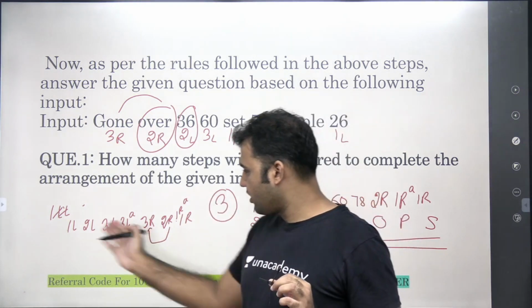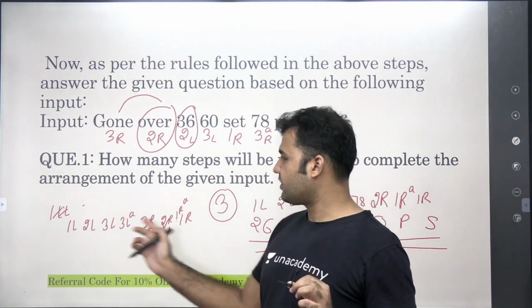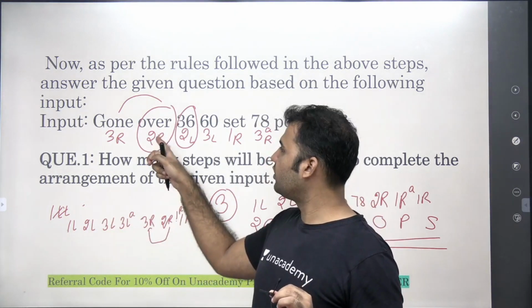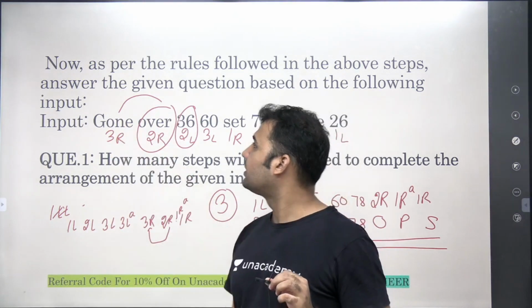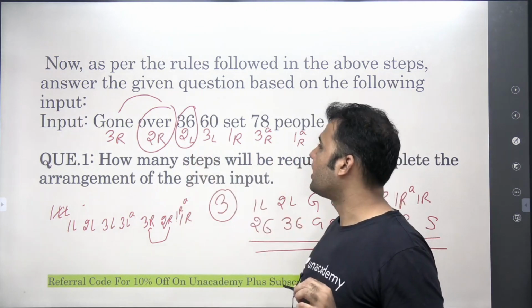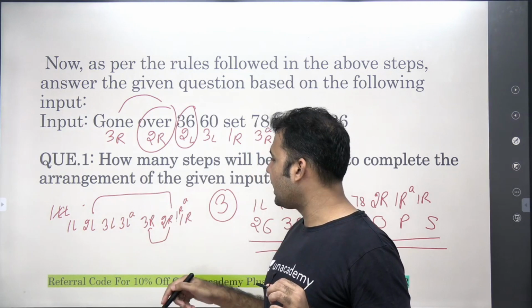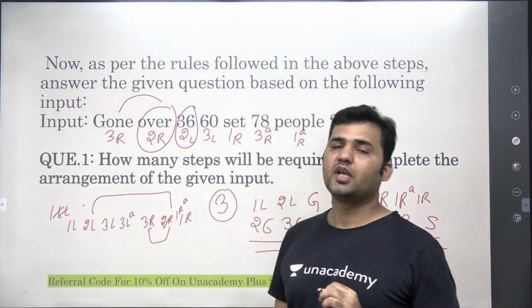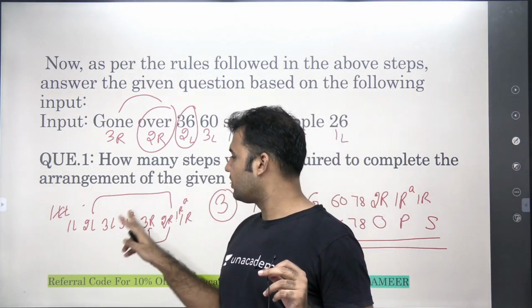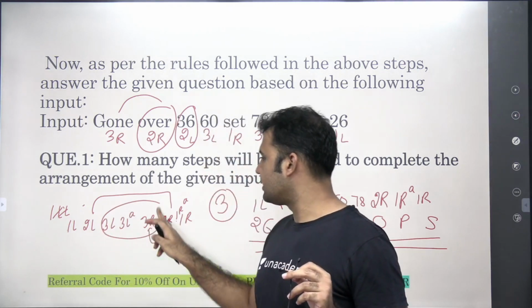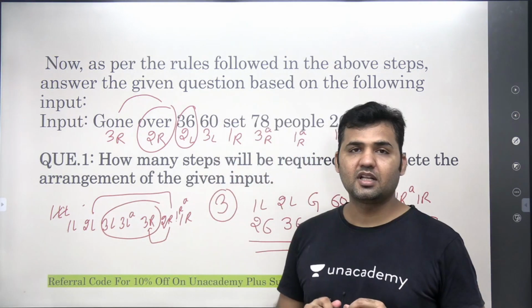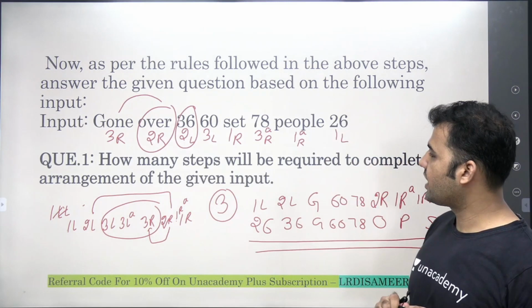In fact, I did not need to write down everything, right? I just need to see the rank of over is 2R and the rank of 36 is 2L. So tell me, between 2L and 2R, how many elements are there? 1, 2, 3. Between 2R and 2L, there are 3 elements, right? This will be the answer of the question. There will be 3 elements between over and 36.